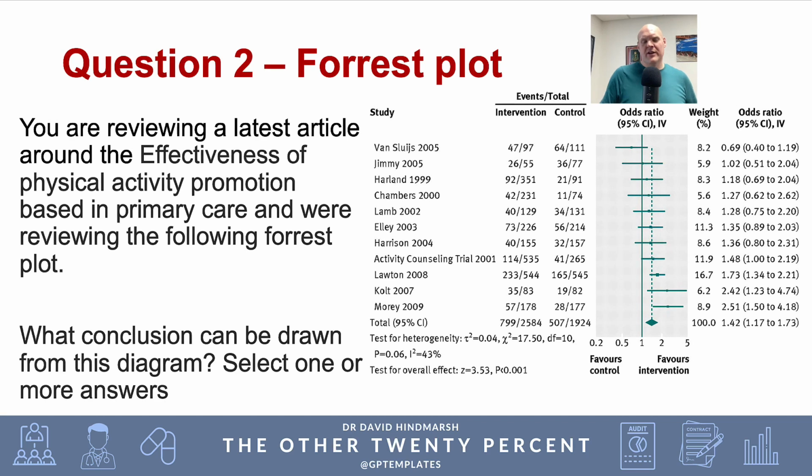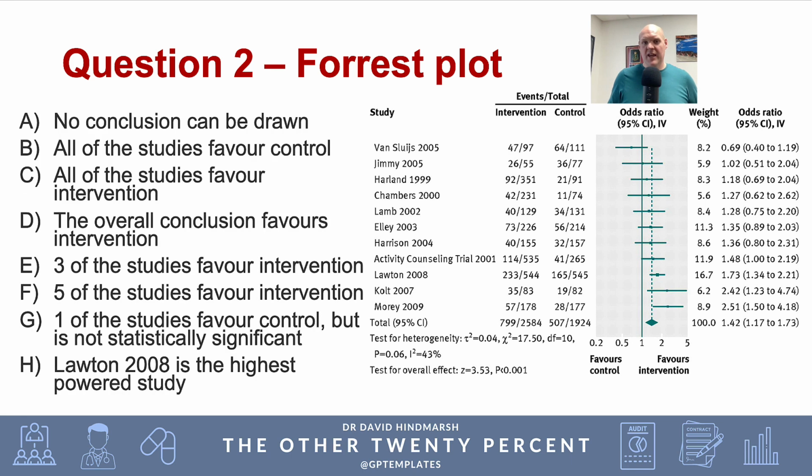So next question, looking at Forrest plots. Reviewing an article around the effectiveness of physical activity promotion based in primary care, and we're reviewing the following Forrest plot. What conclusions can be drawn from this diagram? Select 1 or more answers. We've got the answers here. Now, what's your first response?